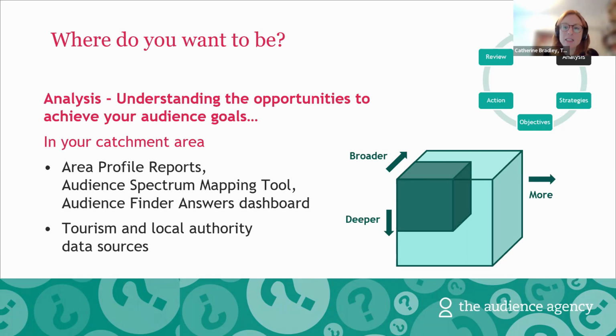So the types of data that you can look at to understand opportunities in your catchment population include area profile reports, local authority population data, which is often quite widely available, the audience spectrum mapping tool, I'll show you that in just a moment, and the new Audience Finder Answers dashboard. And if you're in an area with significant tourism, then tourism agencies can often provide insights about who's visiting your area, development priorities for tourism in the area that you might want to tap into and support, as well as changing tourism trends, for example, due to the pandemic.